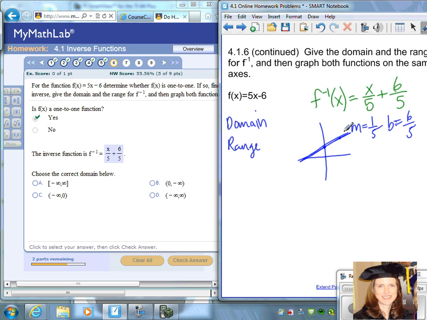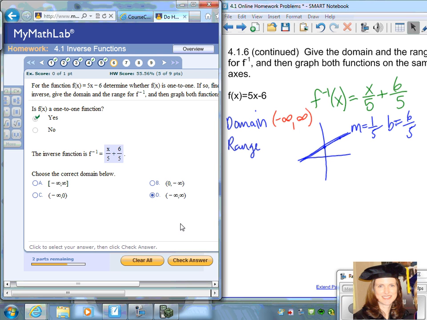You're going to draw the linear equation that way. If you think about the domain, how far to the left and how far to the right does this graph go? There's no restrictions on the domain. So the domain is from negative infinity to infinity. And whenever you have that infinity, you're going to use parentheses.